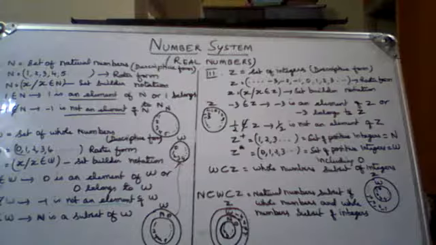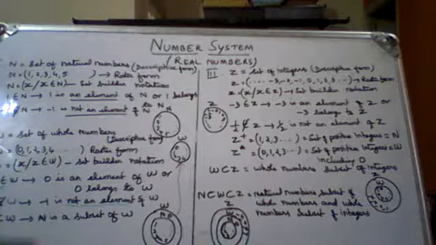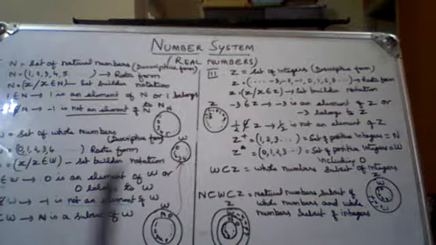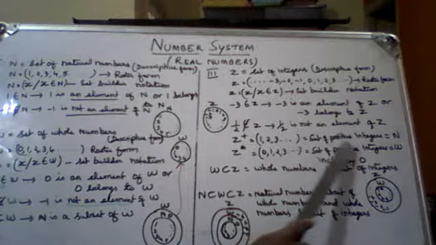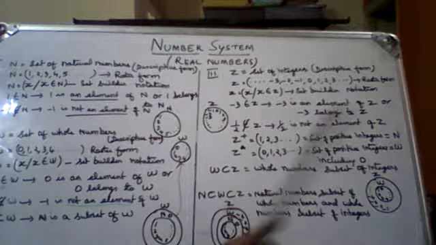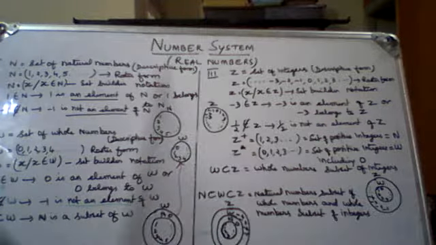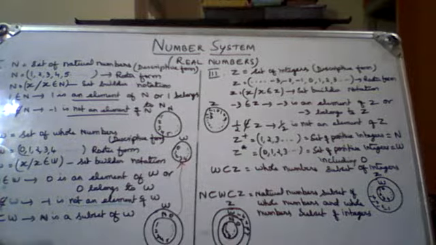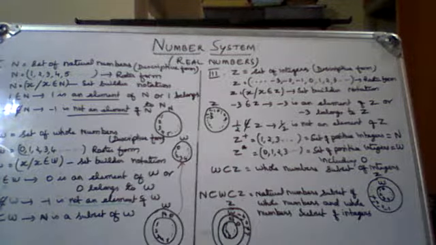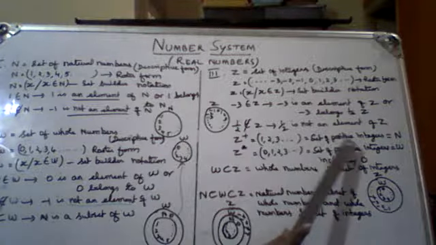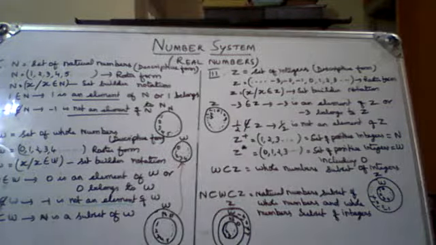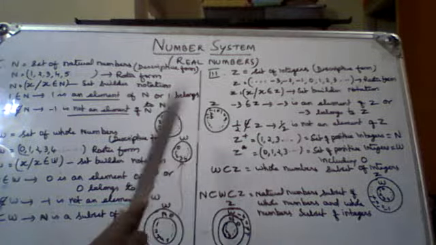Now, Z plus means the set of positive integers. It's nothing but N. N is also called Z plus. This comes in higher levels in some syllabuses like ICSE, ISC and even some international syllabuses. Z plus means the set of positive integers, because integers have both positive and negative.